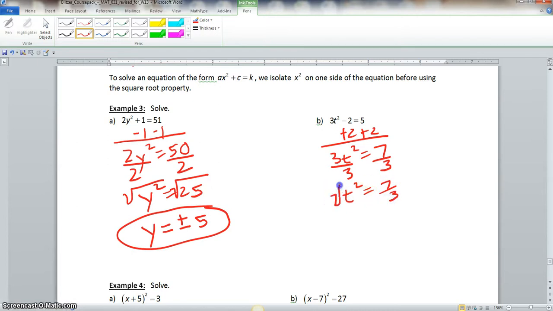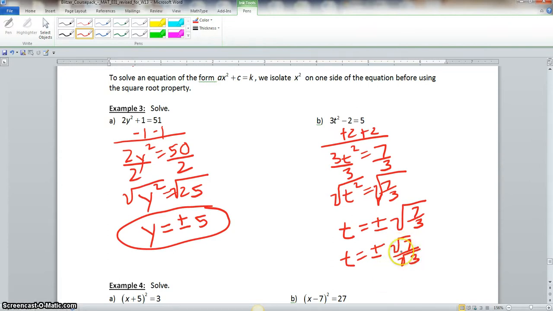Now we would take the square root of both sides here. Now actually the square root is supposed to cover the whole 7/3. So that's t is equal to positive and negative the square root of 7/3. Now we know we cannot leave this 3 under a square root. So our next step here is to first separate this radical. So we have the square root of 7 all over the square root of 3. Now we have to get rid of this square root of 3 in the denominator. And we multiply our numerator and denominator by the square root of 3.